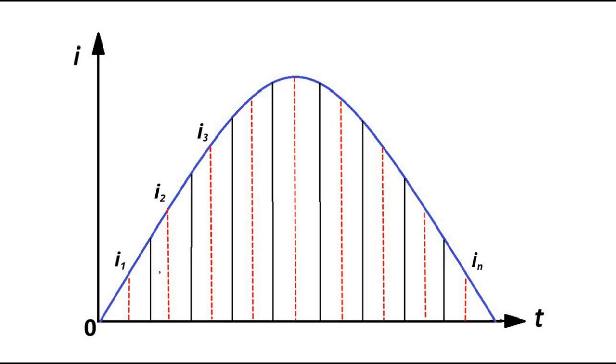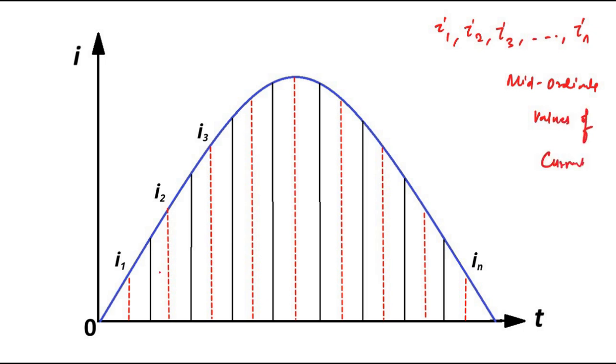Since we have taken a current waveform, I1, I2, I3 up to In are the mid-ordinate values of the current waveform. Similarly, if you had taken voltage, it would have been V1, V2, V3, Vn.